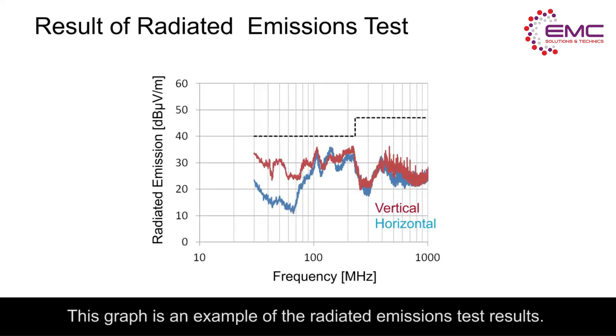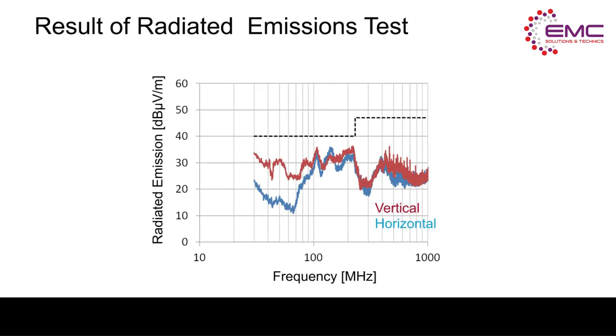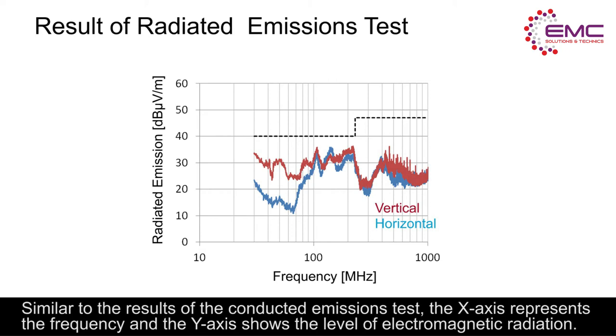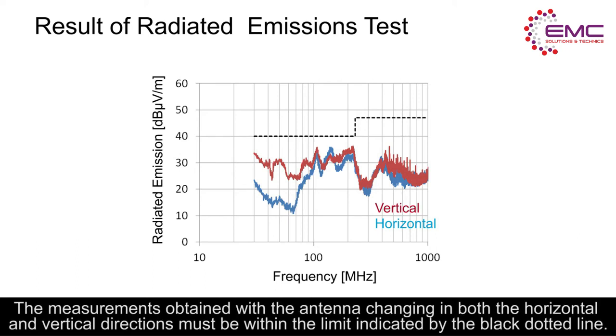This graph is an example of the radiated emissions test results. Similar to the results of the conductive emissions test, the x-axis represents the frequency, and the y-axis shows the level of electromagnetic radiation. The measurements obtained with the antenna, changing in both the horizontal and vertical directions, must be within the limit indicated by the black dotted line.